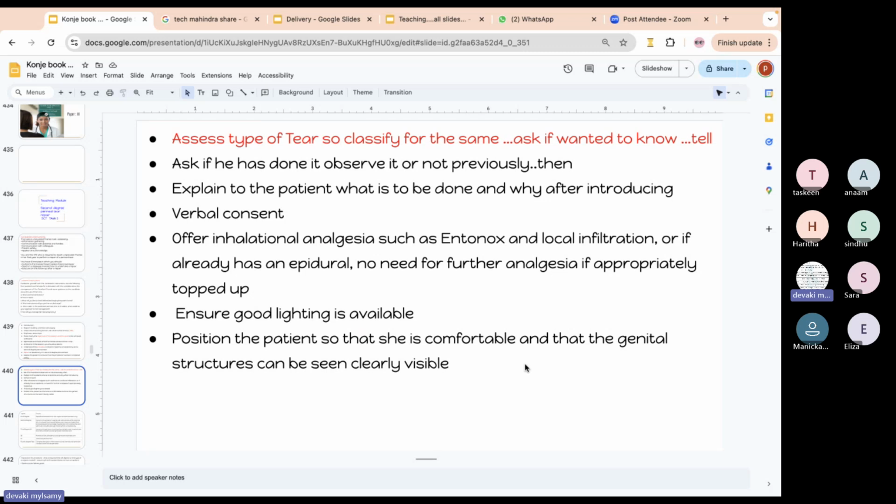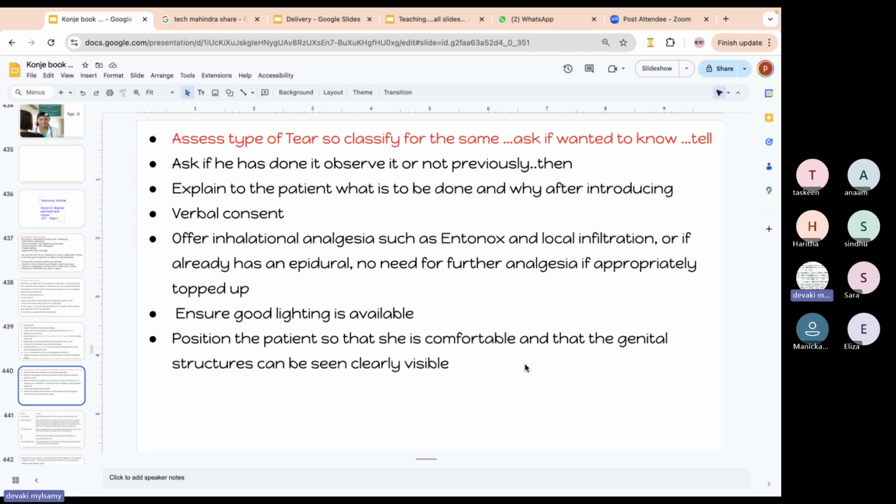You can ask, this question was missed by you, Taskin. Have you done or observed any episiotomy repair previously? Yes, we can ask that. So this one question can be asked. You asked me why I am interested in learning this skill, but this question is also very important, whether I have done, assisted, seen, or observed it previously.